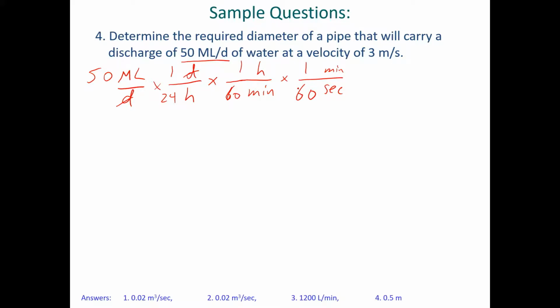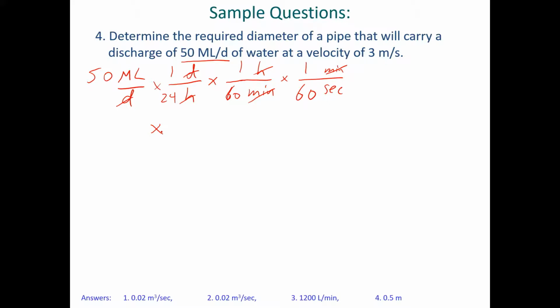If you take a look at that, like I said, my days cancel out, my hours cancel out, and my minutes cancel out. I'm going to be left with megaliters per second. So for the second part, I'm just going to keep multiplying. Now I want to convert megaliters to cubic meters. By the way, it's a 1,000 difference, but what I usually do is convert to liters first.